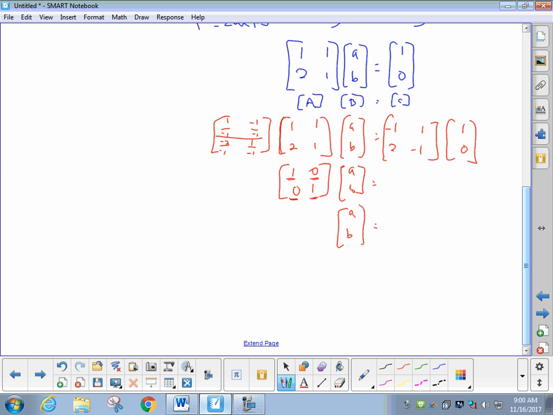No. Yes? What do you mean no? No? Okay, row times column, add the components. -1 plus 0 is -1. Second row times that column, 2 is 2. Therefore, A is -1 and B is 2.